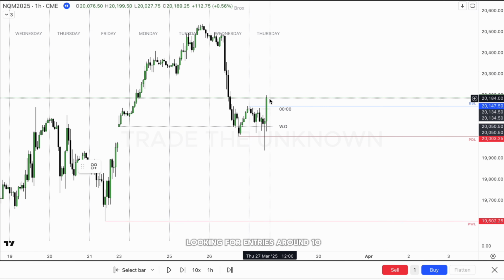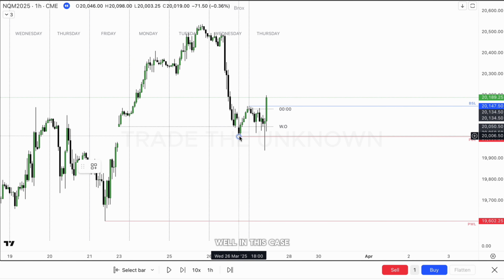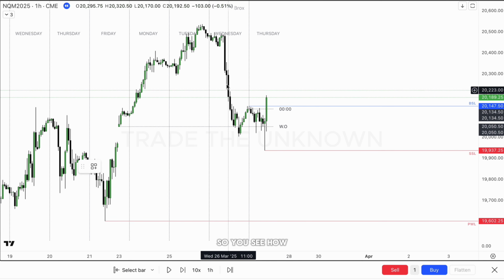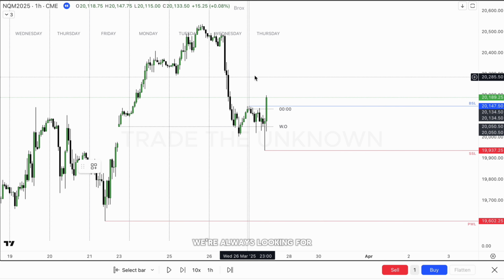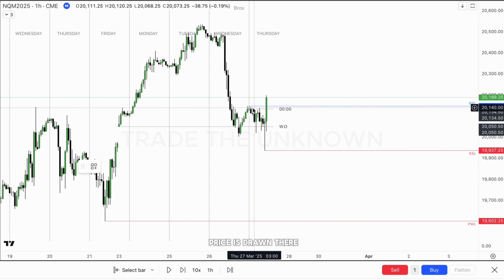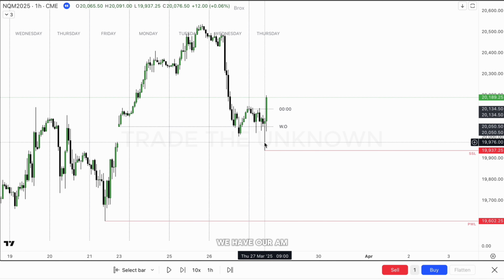So if we're then looking for entries around 10, what would we then target? Because our previous daily low has already been reached. Well, in this case, simply move it down here. This is now the current AM low. So you see how we're moving. We're always looking for specific sessions or days, highs and lows. And we're going to target those because we know that price is drawn there. So in this case, we have our AM low.